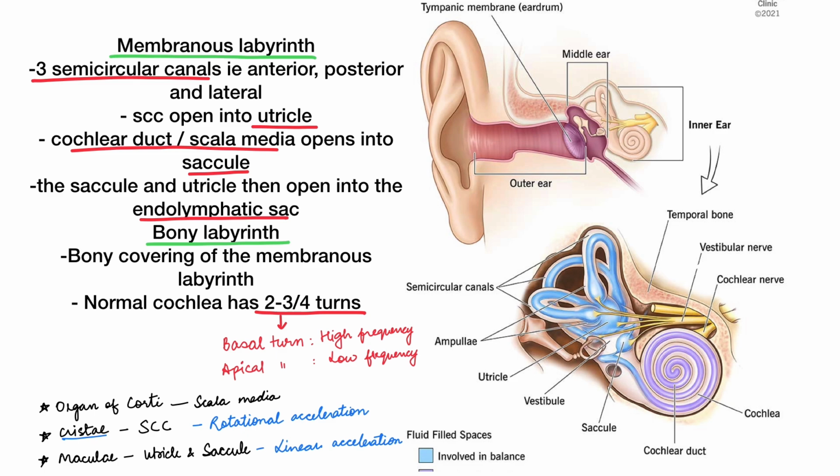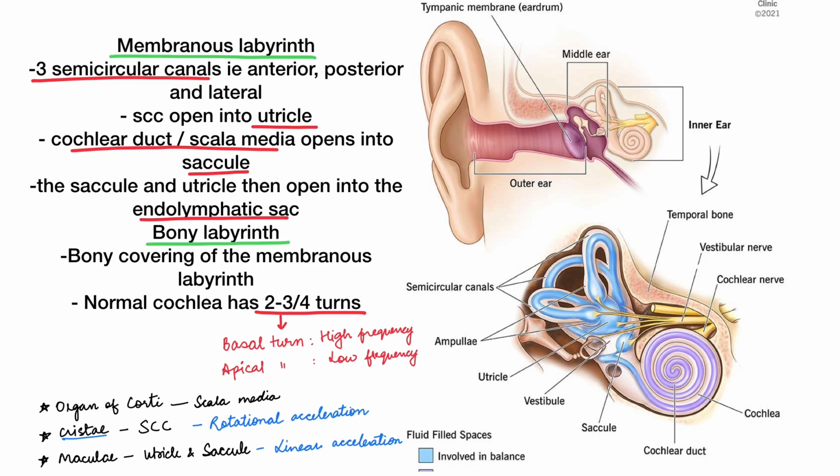The normal cochlea has 2 and 3/4 turns, and in the cochlea is present the main organ of hearing, which is the organ of Corti. So in the basal turns, it's responsible for high frequency hearing, and in the apical turn, low frequency hearing. Just imagine it going inside, and the frequency decreasing as it goes inside.